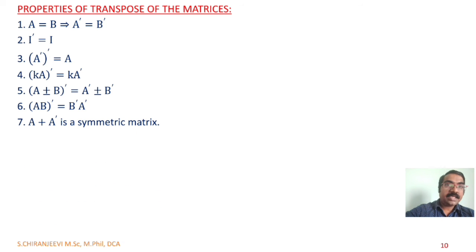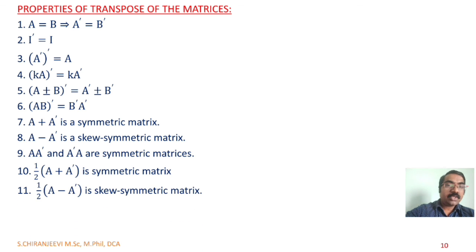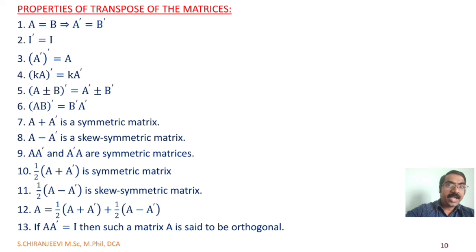A plus A dash is a symmetric matrix. A minus A dash is a skew symmetric matrix. A A dash and A dash A are symmetric matrices. 1 by 2 times of A plus A dash is a symmetric matrix. 1 by 2 times of A minus A dash is a skew symmetric matrix. A equal to 1 by 2 times of A plus A dash plus 1 by 2 times of A minus A dash. If A into A dash equal to I, then such a matrix capital A is said to be orthogonal.